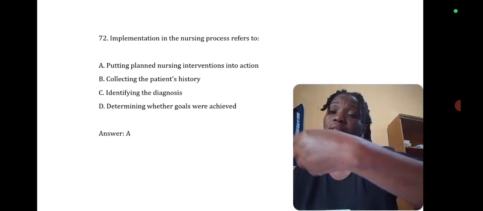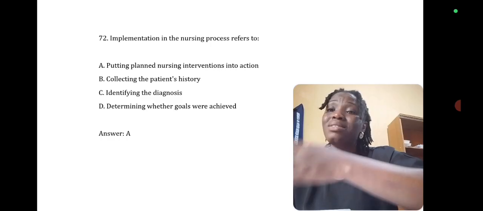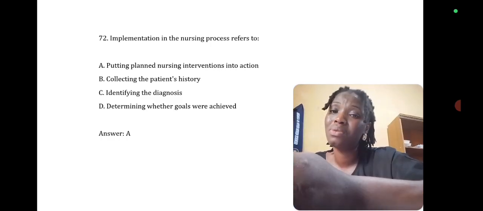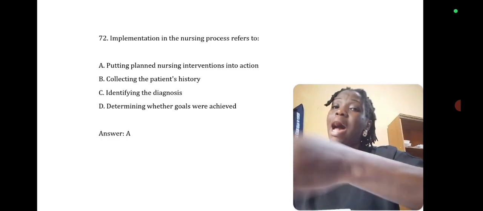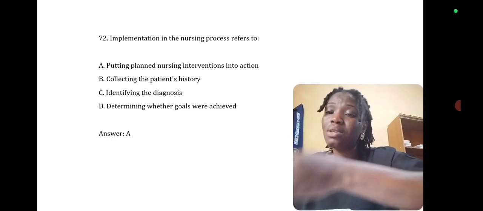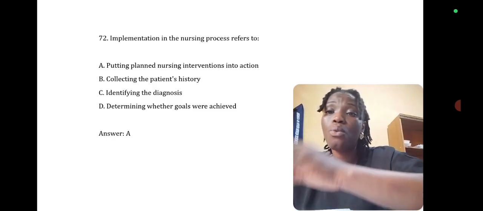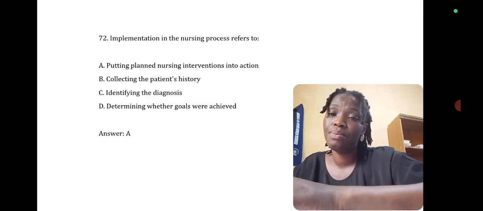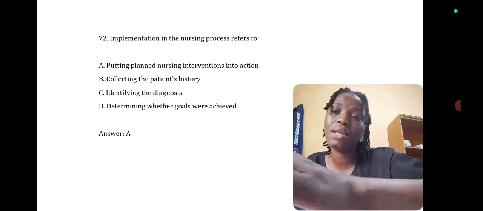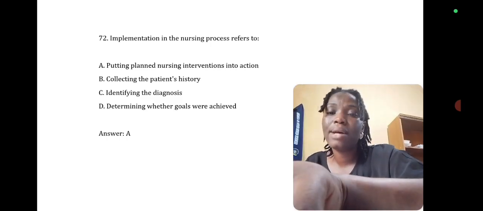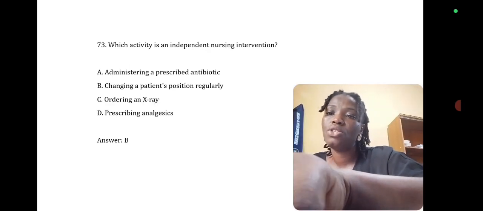In your nursing care plan, they will say nursing intervention is actually still the same thing as nursing implementation. It's still the same thing. Nursing action. So they are the same thing. Nursing action, nursing implementation, nursing intervention. They are all what the nurse is doing actively to help the patient. So your answer is A. Putting all your plans into action is implementation.